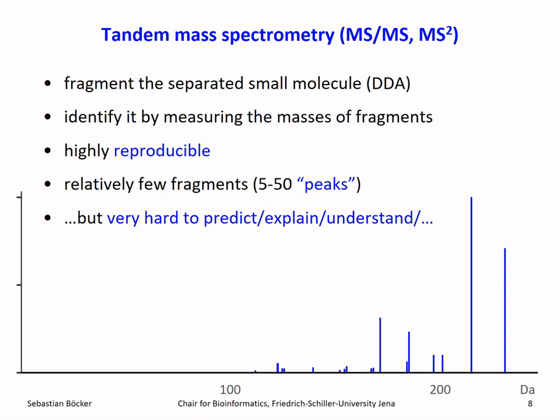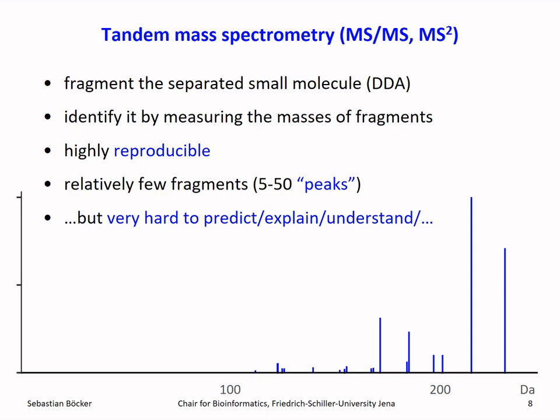Tandem mass spectrometry, and I assume it's DDA, data-dependent acquisition, fragments a single molecule, and then you try to learn something about the molecule, identify it in the best case by looking at the masses of the fragments. We know that it's highly reproducible. We know that compared to what could happen combinatorially, not too many peaks show up in the spectrum. Sometimes not enough peaks show up. That's actually worse.